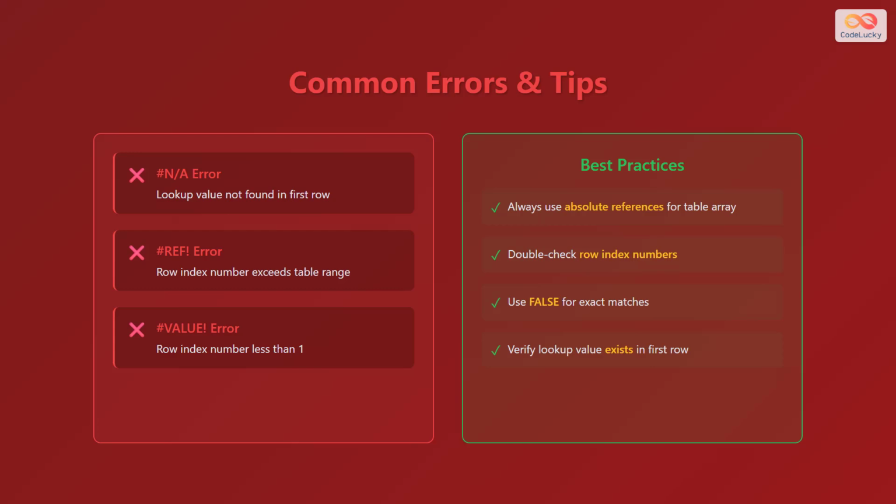When working with HLOOKUP, you might encounter a few common errors. The #N/A error appears when the lookup value is not found in the first row. The #REF! error occurs when the row index number exceeds the table range. The #VALUE! error shows up when the row index number is less than 1. To avoid these errors, always use absolute references for the table array, double-check the row index numbers, use false for exact matches, and verify that the lookup value exists in the first row.